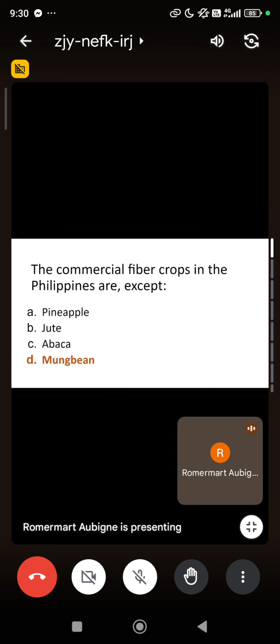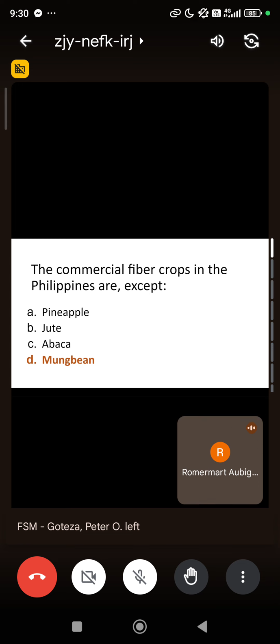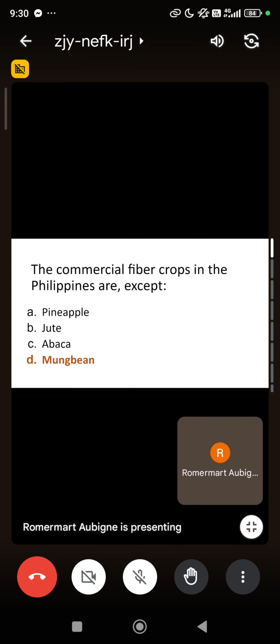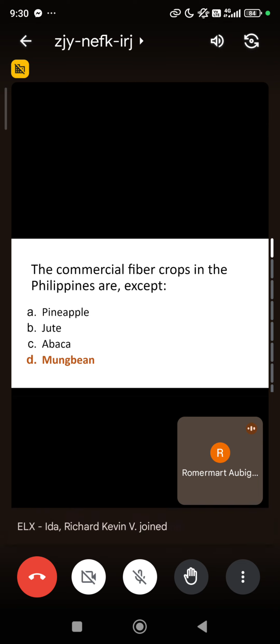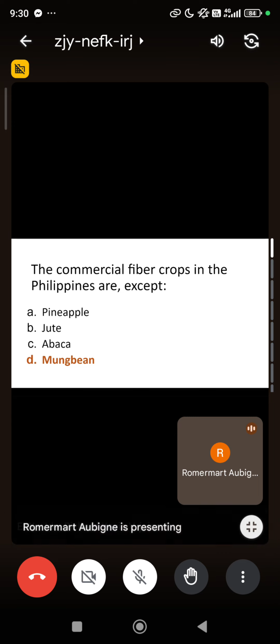We also have cotton. Cotton is a fiber crop grown in the Philippines for its soft and breathable fibers, which are used in textile production. However, cotton production in the Philippines is relatively small compared to other crops. Another commercial fiber crop in the Philippines is the pineapple. Pineapple leaves contain strong fibers used in textile production. In the Philippines, the fibers are extracted from pineapple leaves and used to make a type of cloth called pinya, which is used for traditional clothing and other products, like our barong and the Filipiniana.